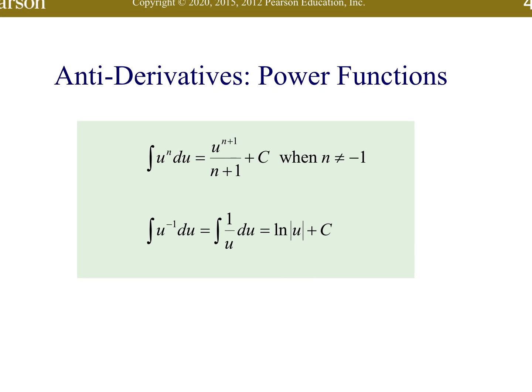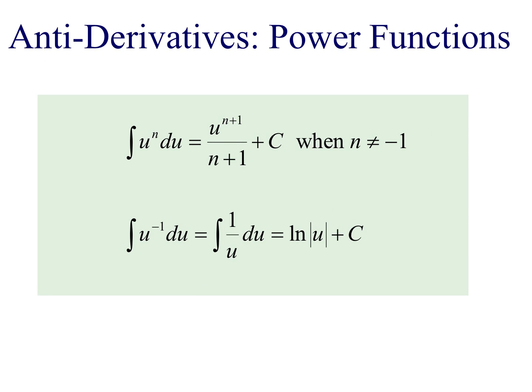So the rule of thumb is that for any power, you add 1 and divide by the new power. So if you start with n as your power, you add 1, and then you also divide by the new power. That will be true for every situation except -1 as a power. Because if you add 1 to -1, what power would you result in? And then you would have to divide by 0, which is a problem. And so having n be -1 has its own special antiderivative.